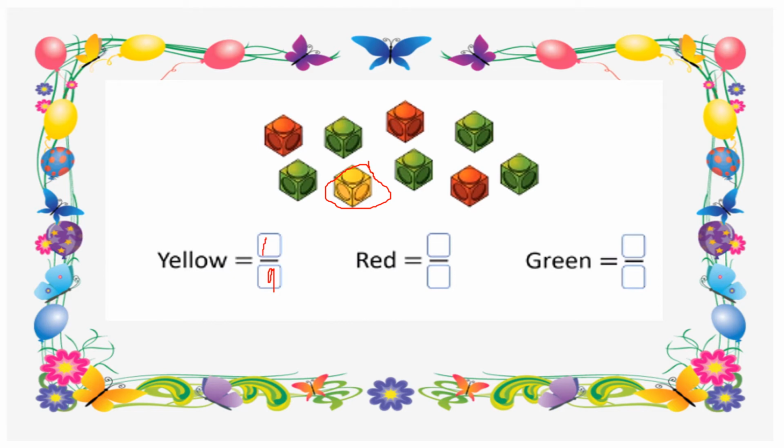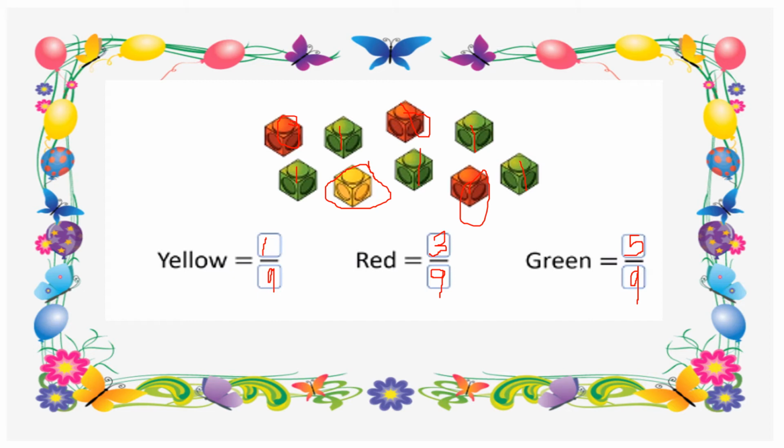Now, what fraction of this shape is red? Remember, we counted our total already, so I know my denominator is 9. So what fraction is red? Let's count. 1, 2, and 3. So we have 3 right here. What about the green? Our denominator is still 9 because the total number of cubes is 9. Now, how many are green? 1, 2, 3, 4, and 5. So the fraction of the green cubes is 5/9.